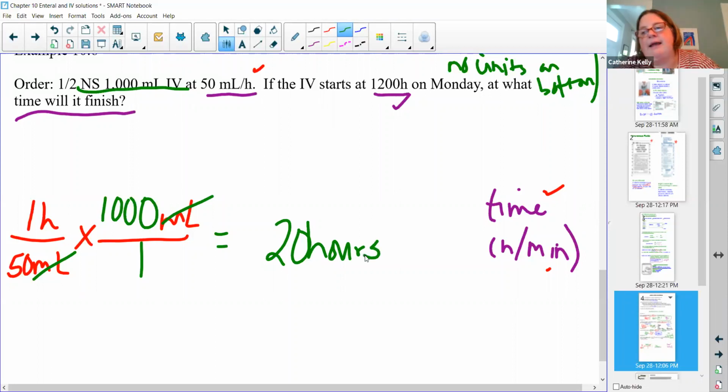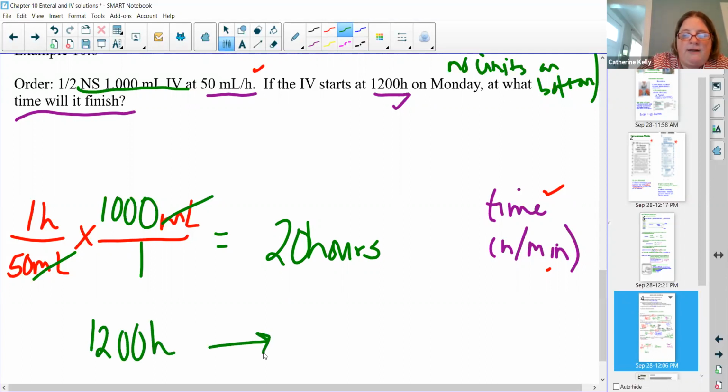So that's a time, but it says what time will it finish? So if it starts at 1,200 hours and 20 hours later, I have to do the calculations.